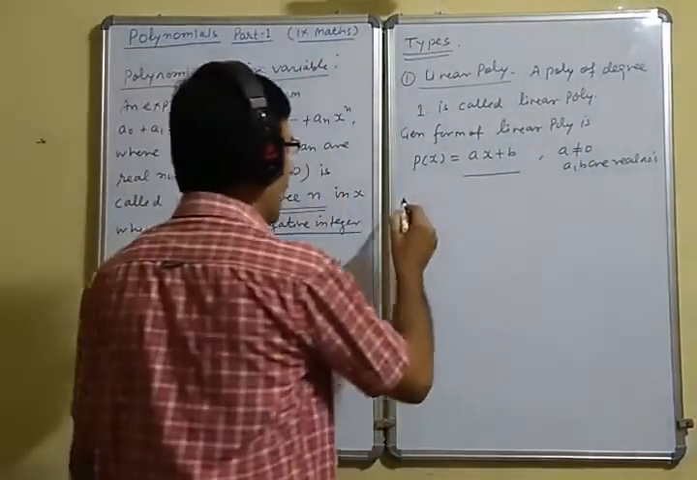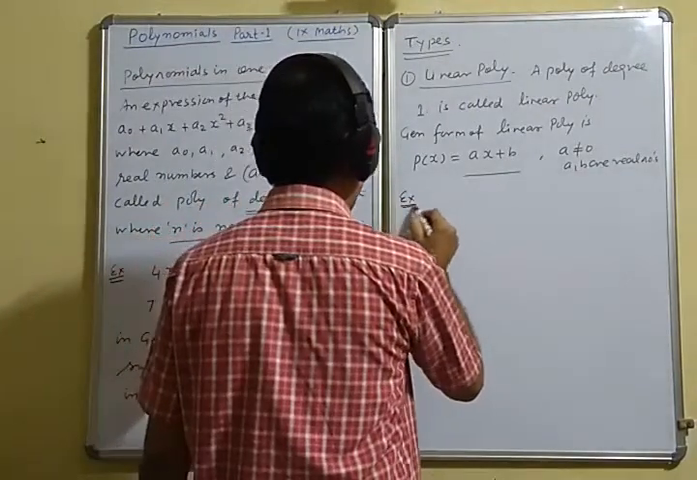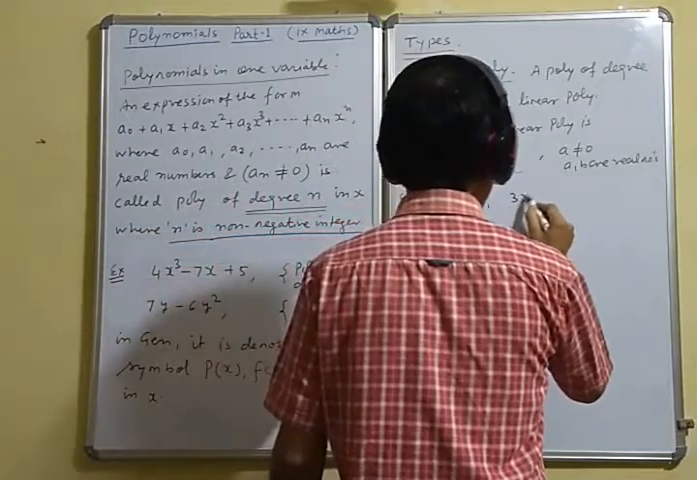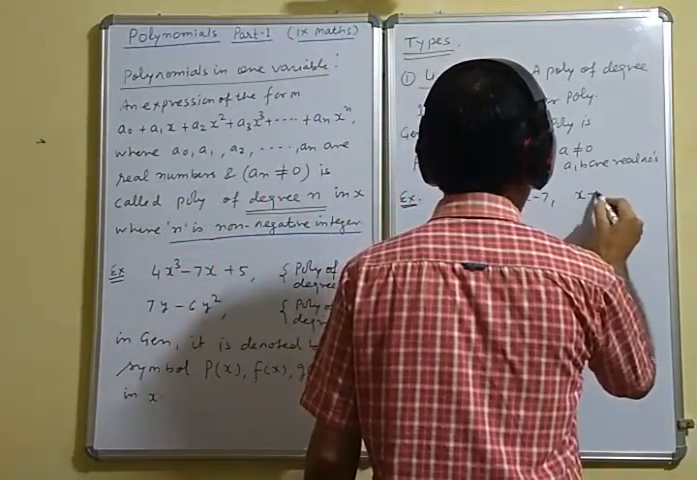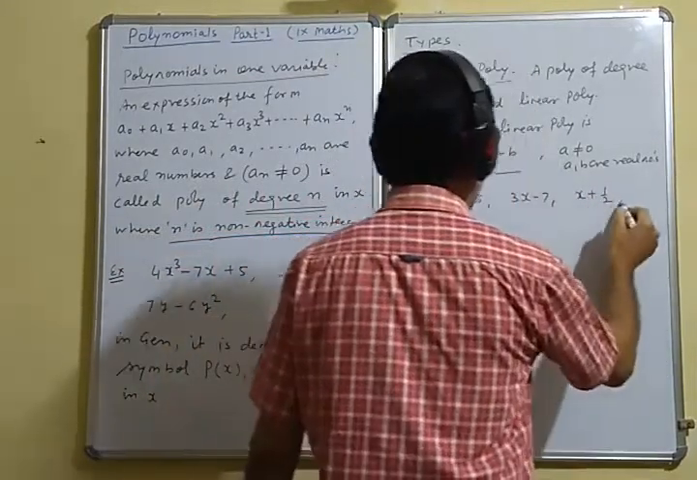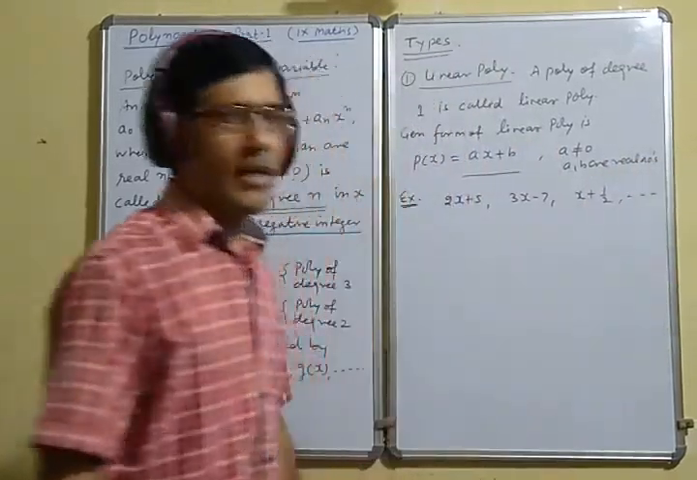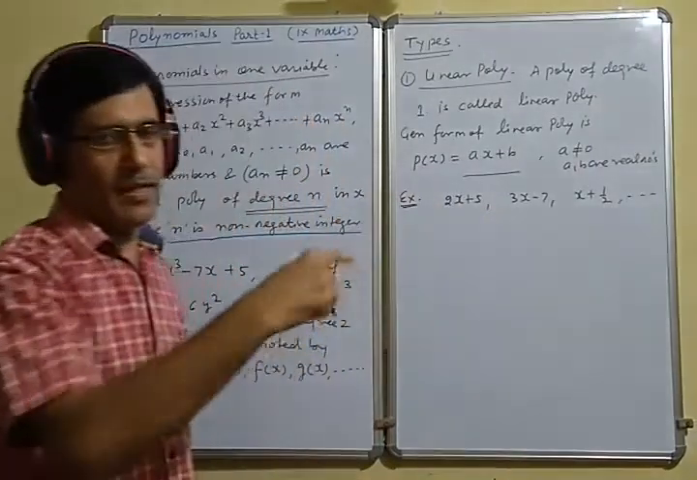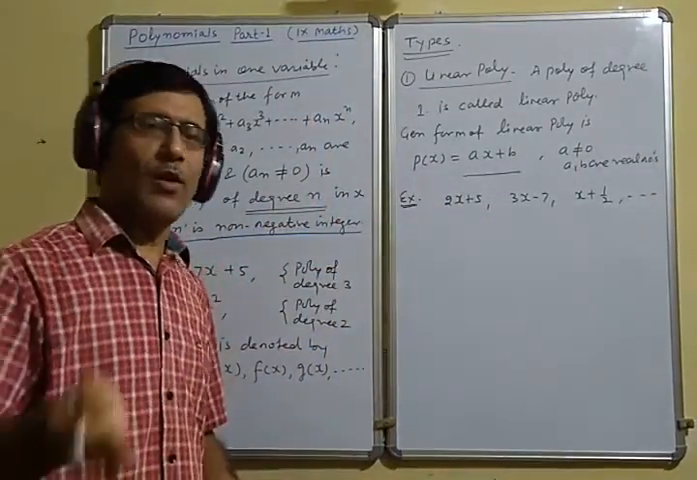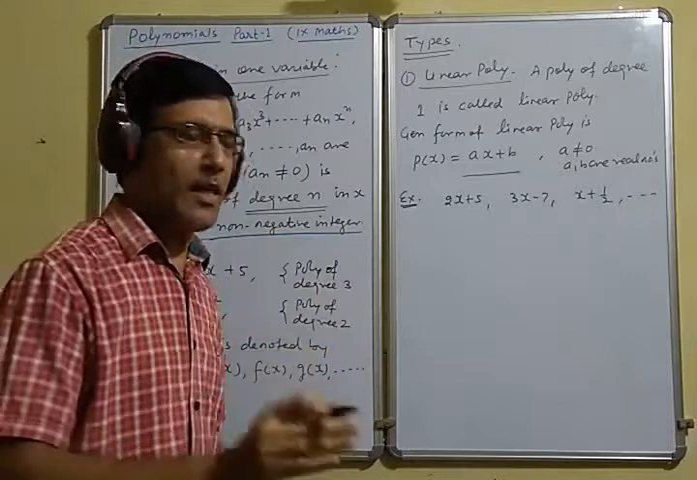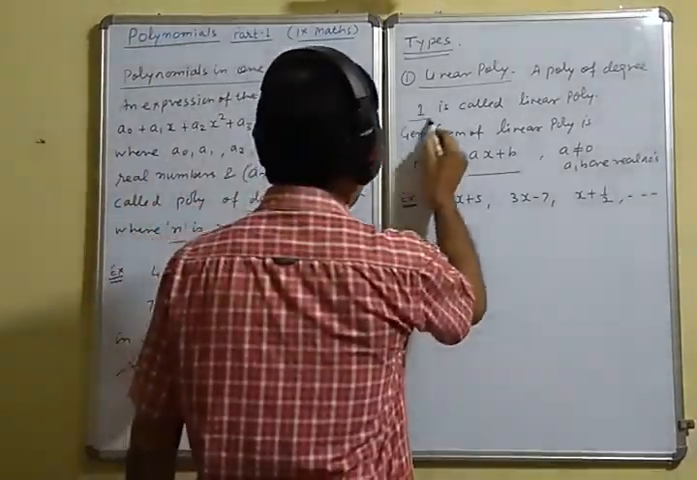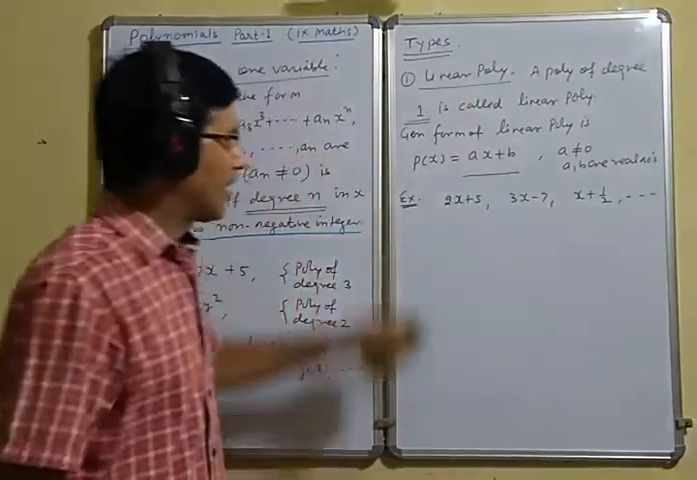For example, 2x plus 5, 3x minus 7, x plus 1 by 2, etc. This is a linear polynomial in x. This is a linear polynomial in x. Similarly, you can write a linear polynomial in y, a linear polynomial in z, etc. So linear polynomial means its degree is 1. This is the general formula.